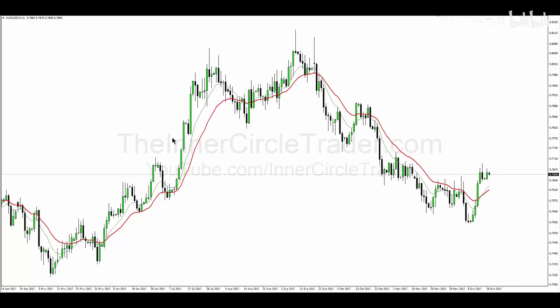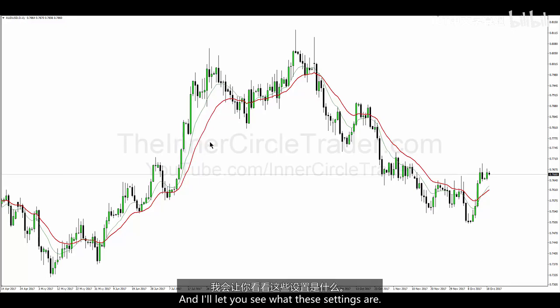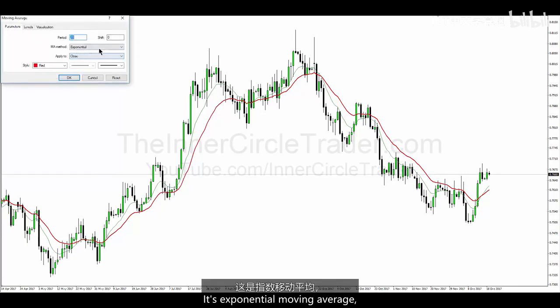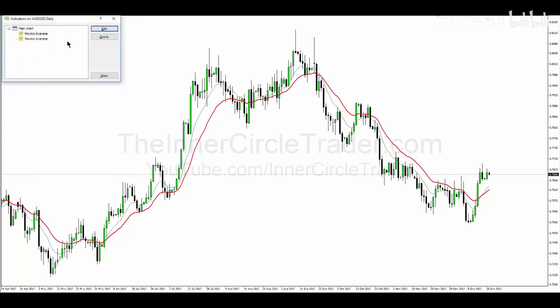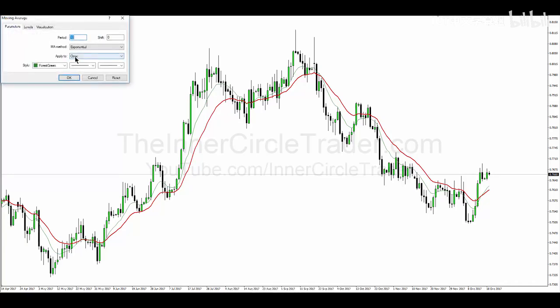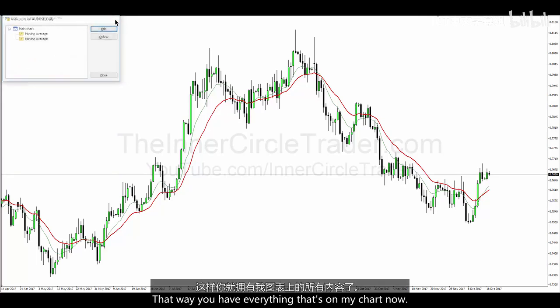Okay, and I'll let you see what these settings are, so that way you guys can relax and know what they are. It's an exponential moving average, 20 period on the close, and the other one is a 10 period exponential on the close. Okay, so that way you have everything that's on my chart now.